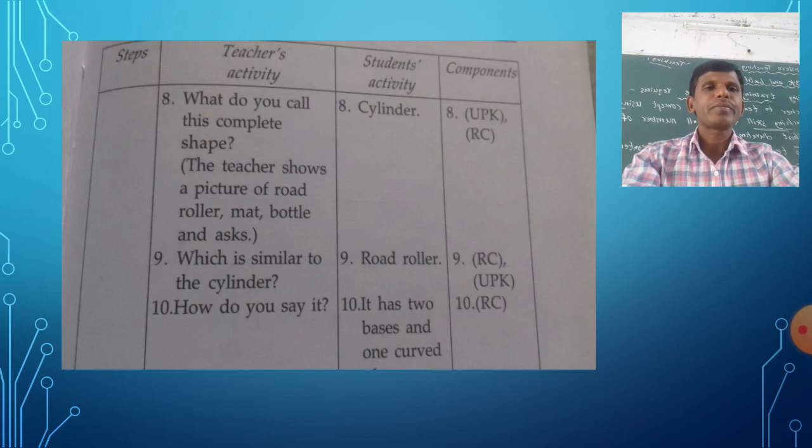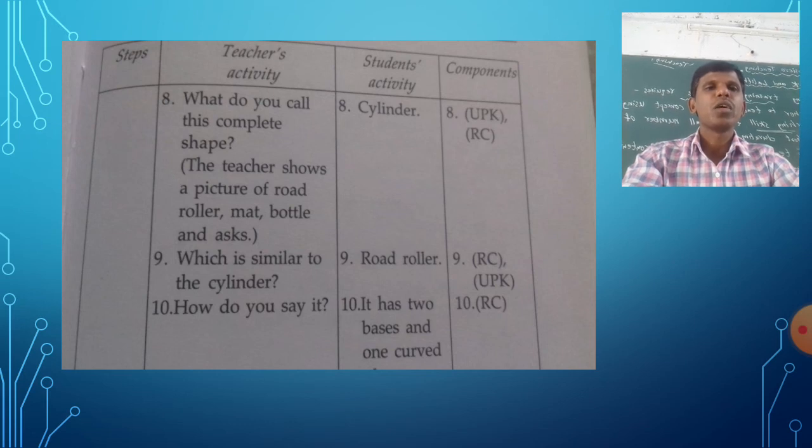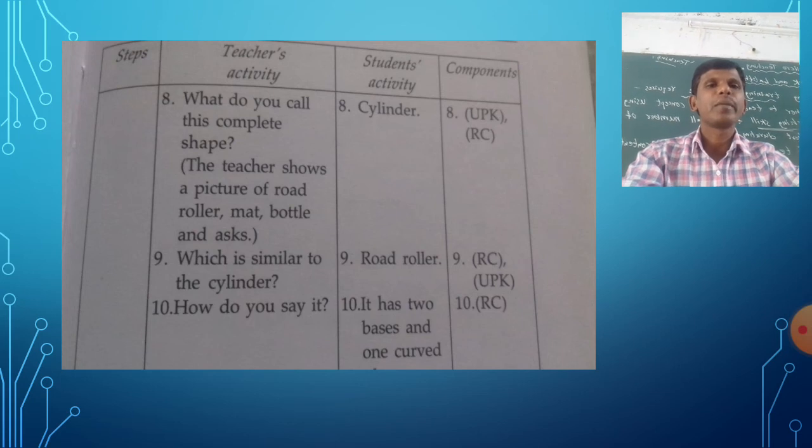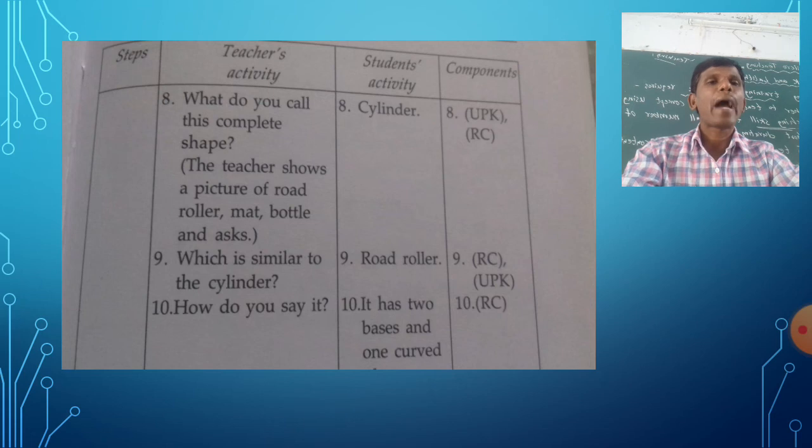Then after, the teacher asks, what do you call this complete shape? By showing the cylinder, the teacher shows a picture of a road roller, a mat. If you fold the mat, automatically you can see it looks like a cylinder. A bottle also we can show, some pipe also we can show, the water pipe or whatever it may be, and ask the students, what do you call this complete shape? The student replies, it is a cylinder.